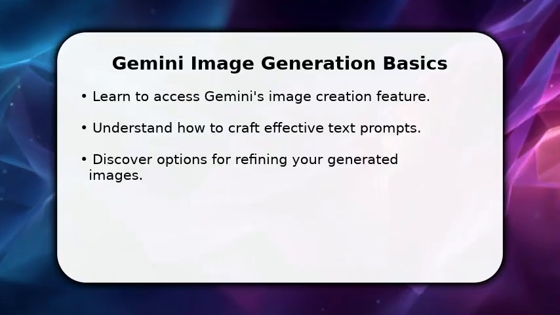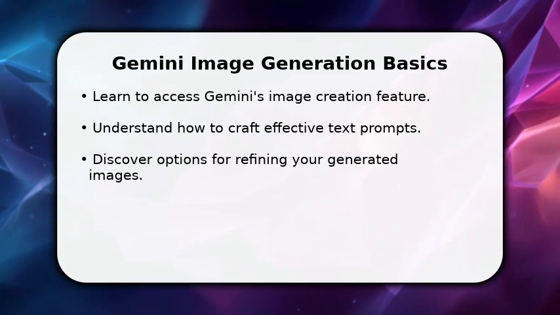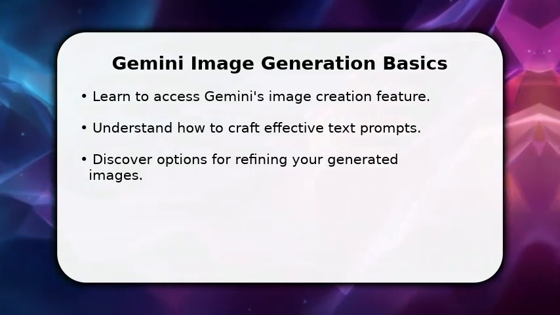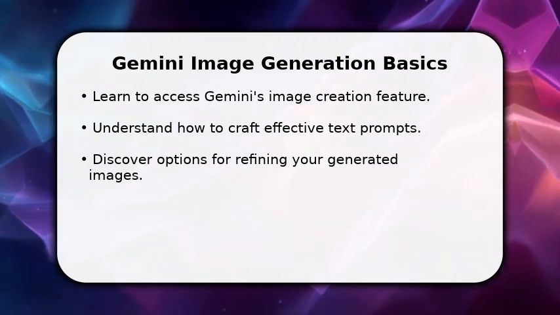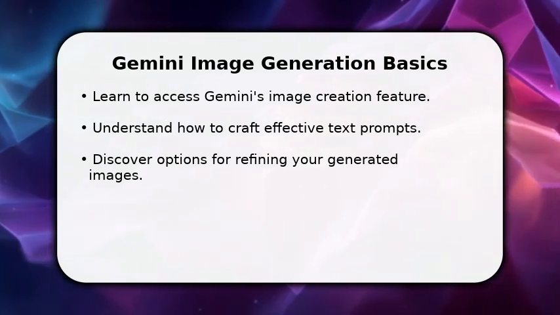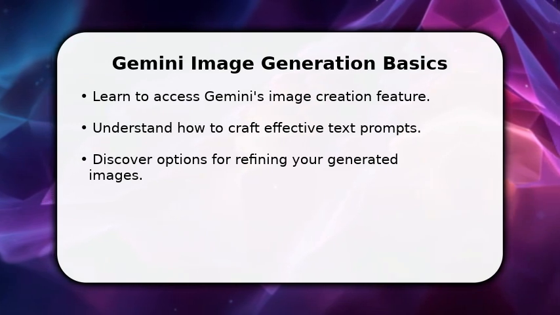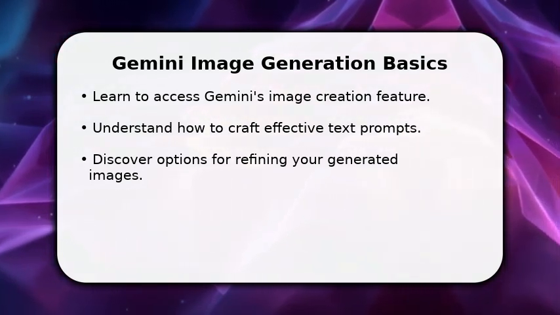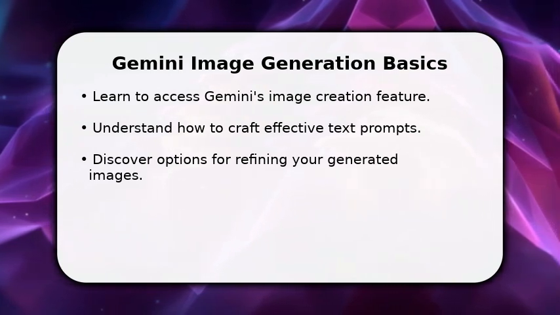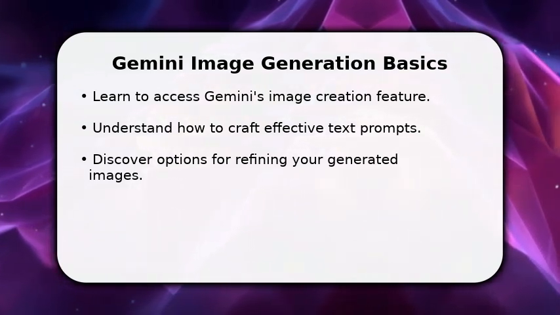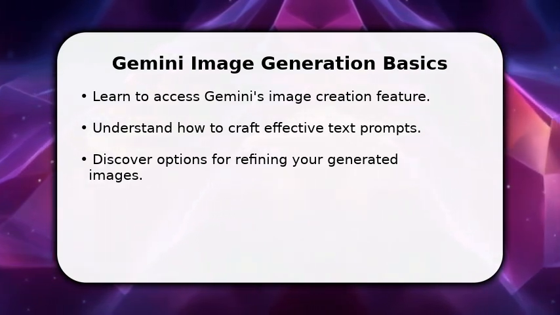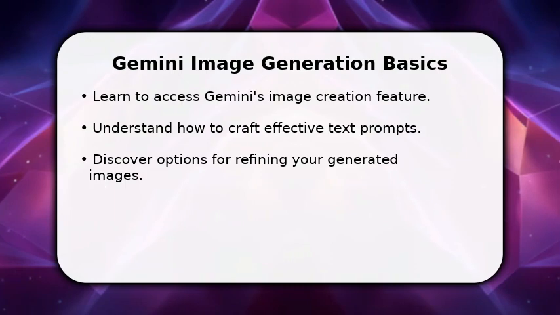In this video, I will explain how to do Gemini photo. First, navigate to the Gemini interface and locate the image generation tool. You'll then enter a descriptive text prompt detailing the image you wish to create. Be specific with elements like style, subject, and colors. Gemini will process your request and present initial image options. This initial step is crucial for setting the foundation of your visual project.